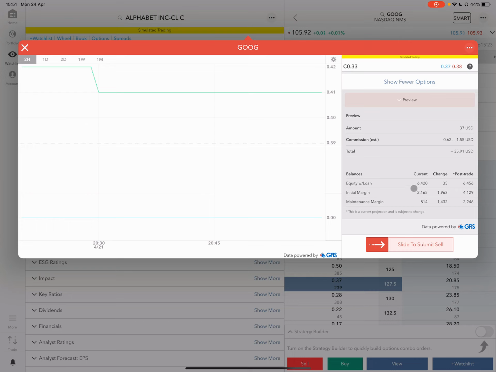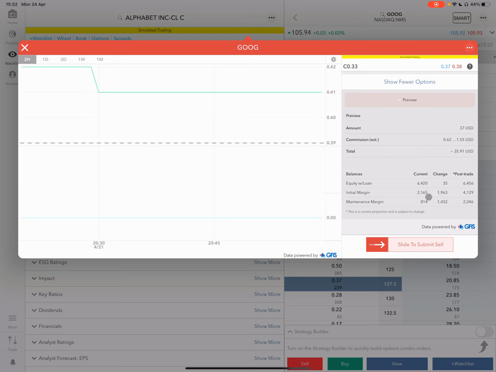Equity to loan, which is the total cash plus your stock portfolio. So in our case, it is just our cash because we don't hold any stock in this portfolio. So it currently stands at $6,420. We're going to be generating $35 of premium or credit. And as with selling options, money gets deposited straight into your account and you can use it as cash. So therefore, equity to loan jumps up by $35 to $6,456. Initial margin is the margin needed to place a trade.